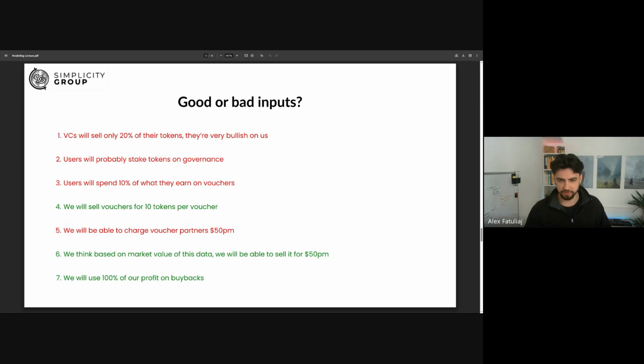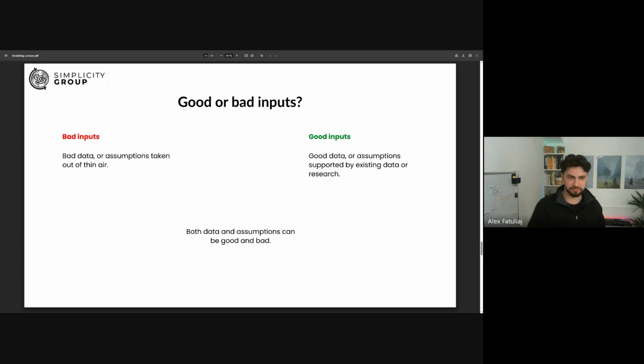Users will spend 10% of what they earn on vouchers. Again, based on what? We will sell vouchers at 10 tokens per voucher. Of course, you decide that, so that's fine. Be able to charge. Will you? Who knows? We think based on the market data, we'll be able to sell it. Yes, that's based on data. That's fine. And again, 100% profit, that's your decision. That's an input. That's fine. So, as I mentioned before, a bad input isn't necessarily an assumption. It's bad data or assumptions taken out of thin air.